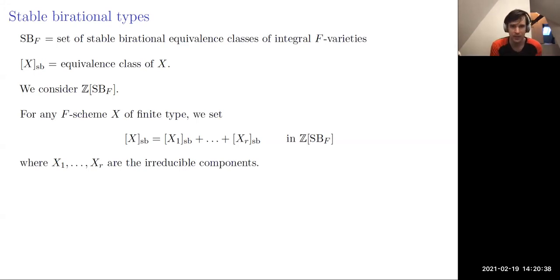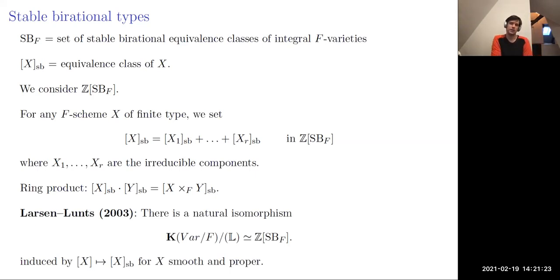Okay, so if you have any scheme over F of finite type, well, maybe it has many components, and in that case, we define the class of X to just be the sum of the components. And in particular, if X is non-reduced or generically non-reduced, you still just take the reduction. So this operation really doesn't see the non-reduced structure here. Okay, this is a priori a group, but there's a ring structure here by the fiber product over F.